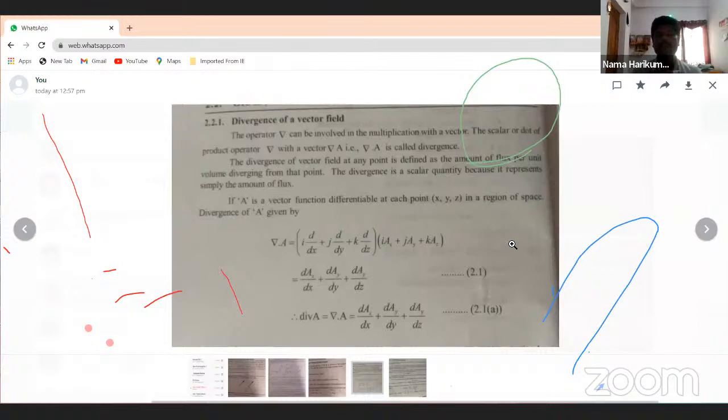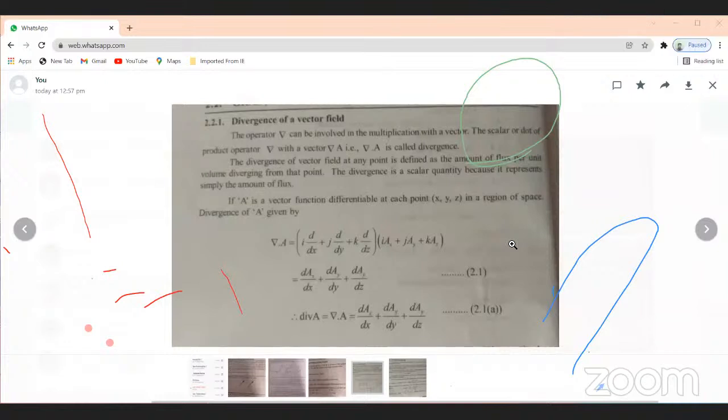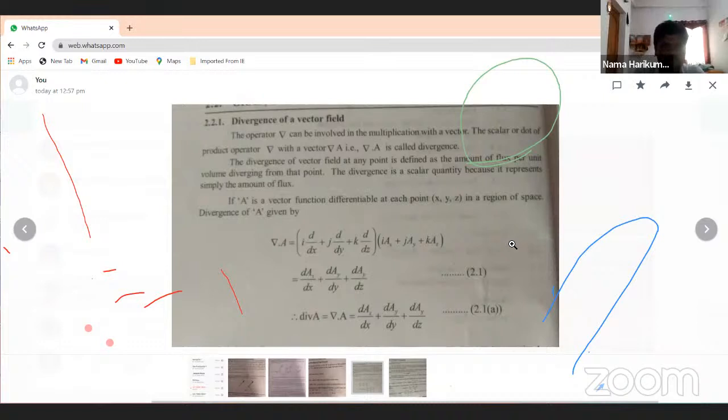Del means i into d by dx, plus j into d by dy, plus k into d by dz. It is clear. These are fields, and in this field we have magnitude and direction. Yes, sir, clear.